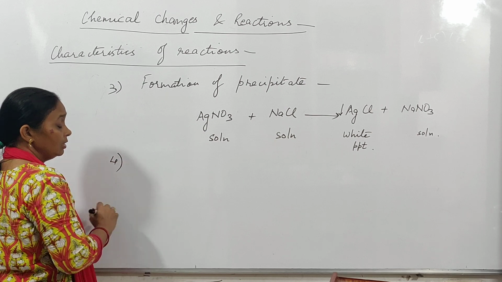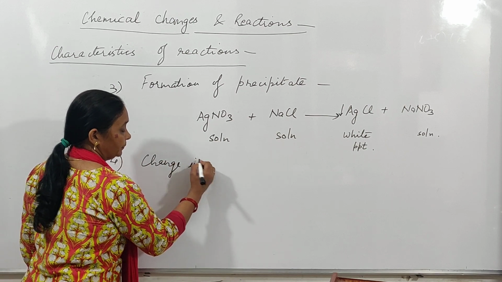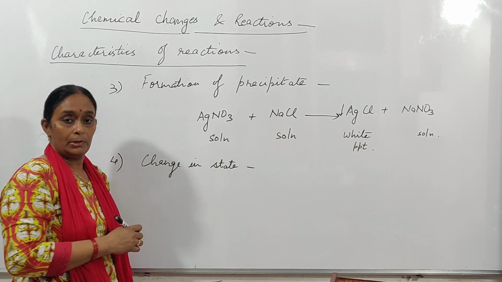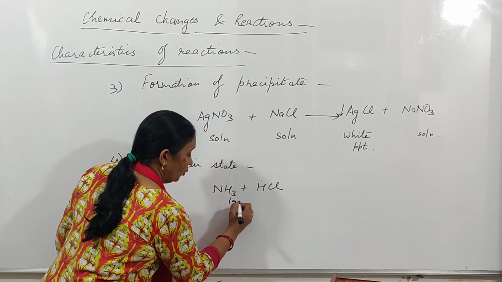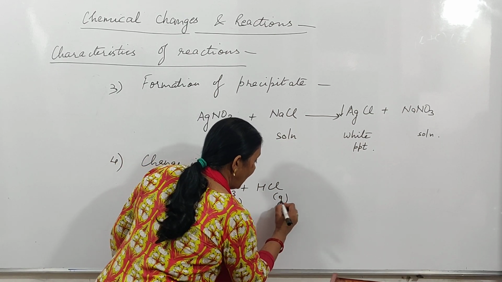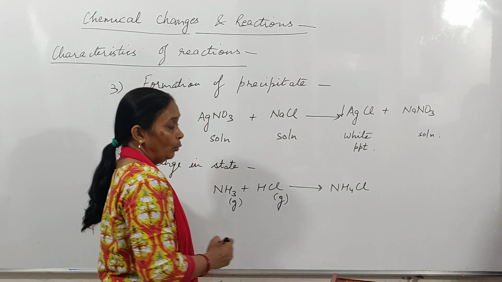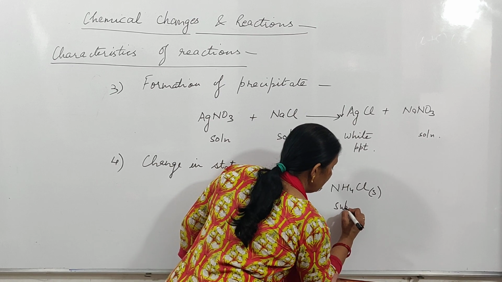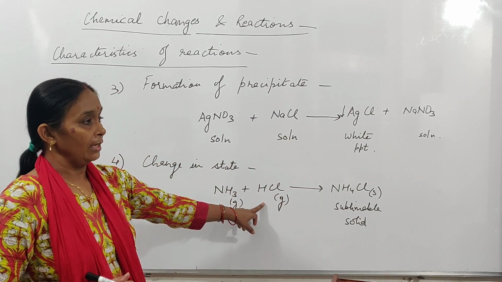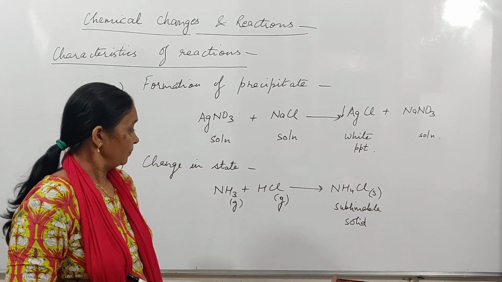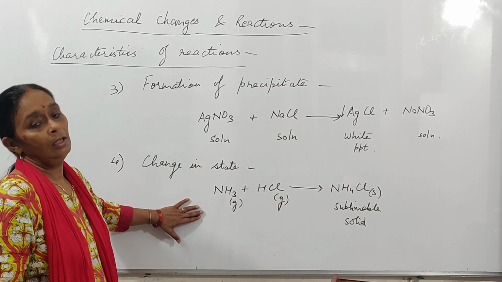Let us take the fourth characteristic. In certain reactions you see the change in state. For example, suppose you have ammonia gas reacting with HCl gas, and the two react to form ammonium chloride, NH4Cl, which is a sublimable solid. So you can very well see two gases reacting together to form a sublimable solid. So this is a characteristic which is shown during the reactions.